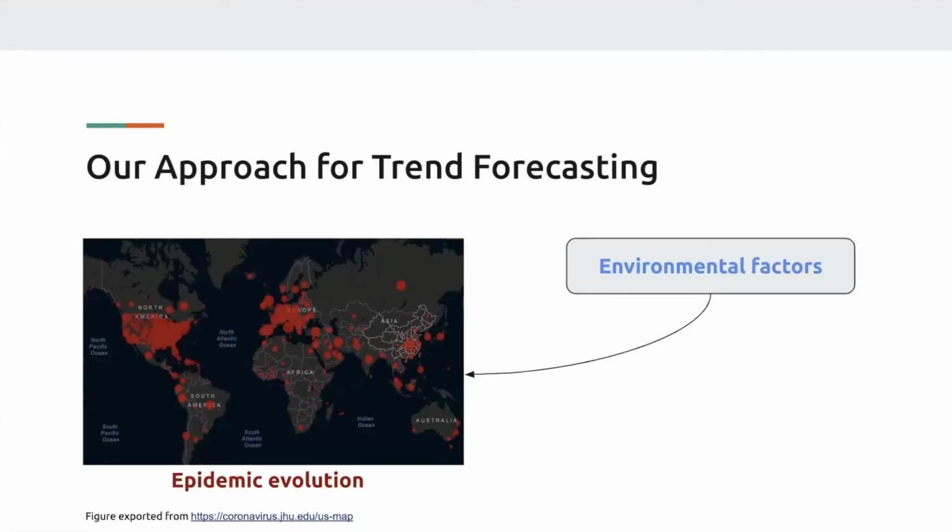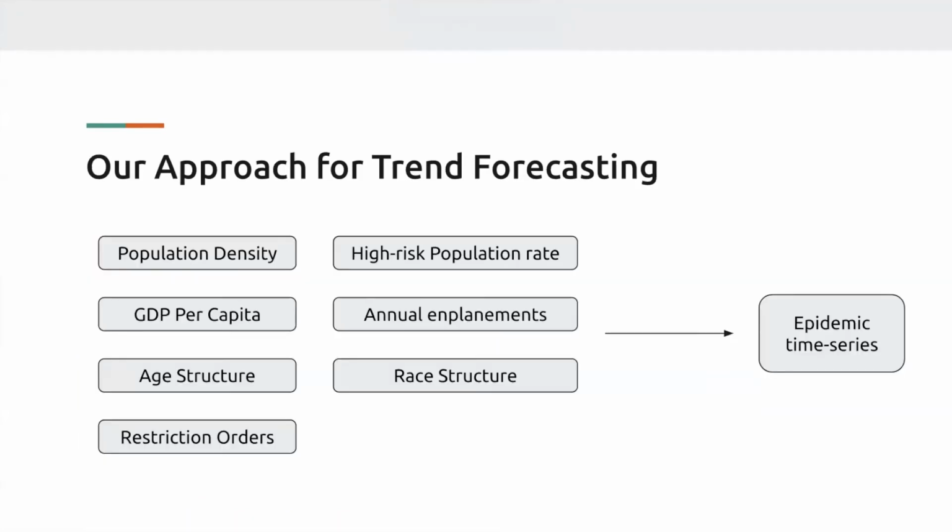Our approach for trend forecasting is letting the environmental factors dynamically facilitate the modeling and prediction of the pandemic evolution. The following list describes the environmental factors included in this work. We have population density to describe the total population of the state. We have GDP per capita to describe the economy of the state. We also have age structure, which describes the different age distributions within the state. We have the restriction orders to describe the state policy with respect to the ongoing pandemic.